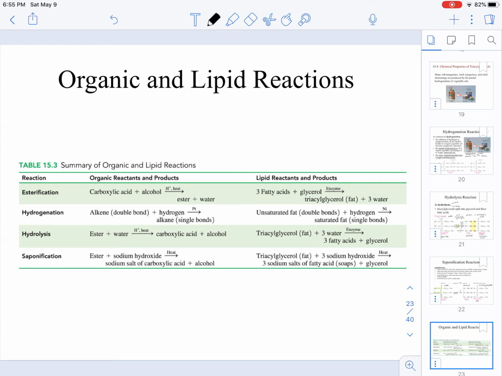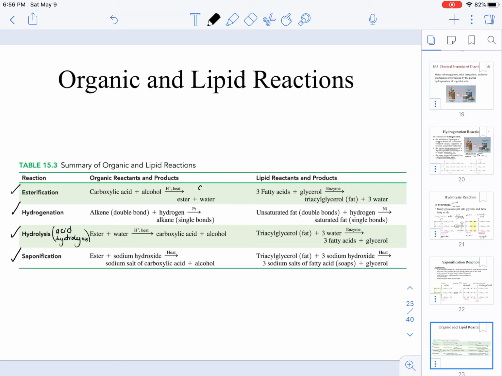So, when it comes to comparing organic and lipid reactions, as you can see in table 15.3 in your textbook, it is summarized what are going to be the organic reactions and what are the relation to the lipid reactions. We have esterification, hydrogenation, hydrolysis, and saponification. Remember that hydrolysis refers to acid hydrolysis specifically.